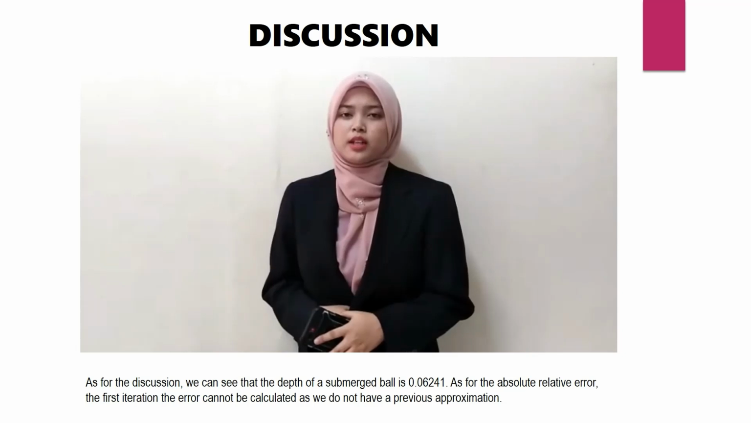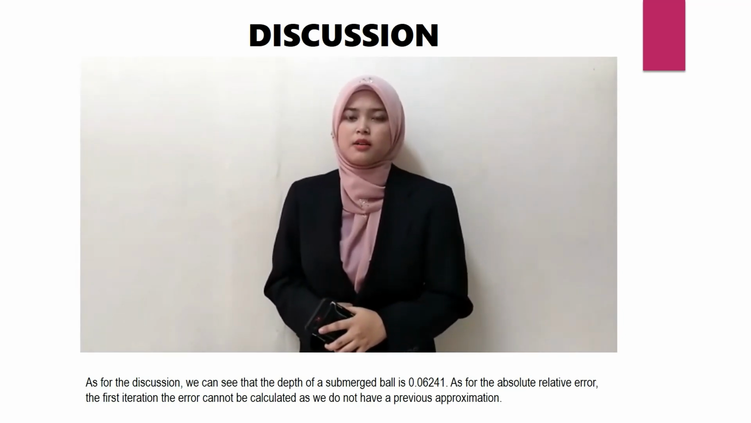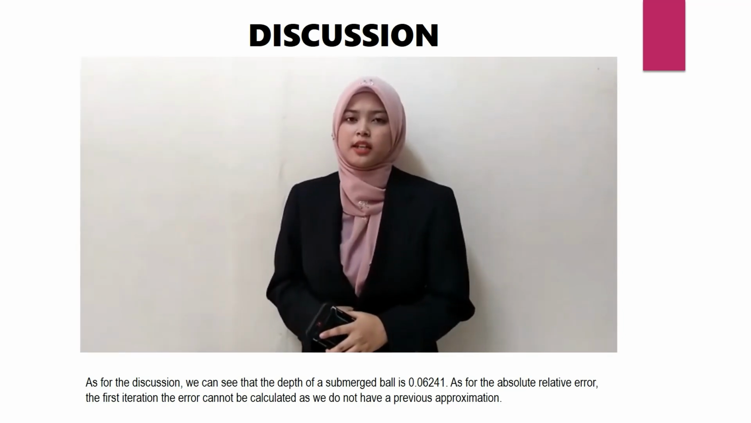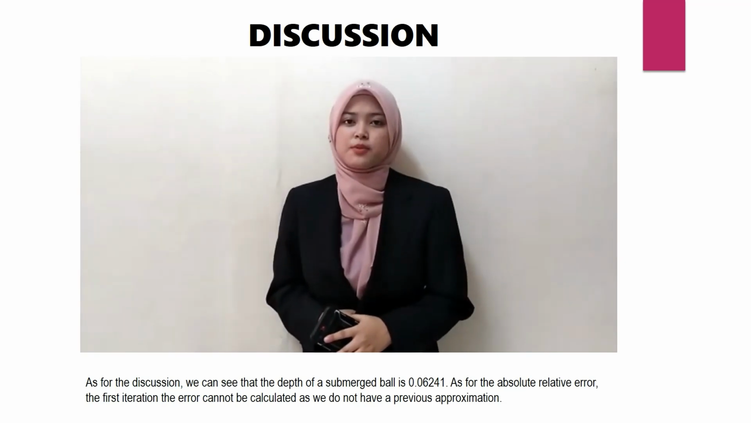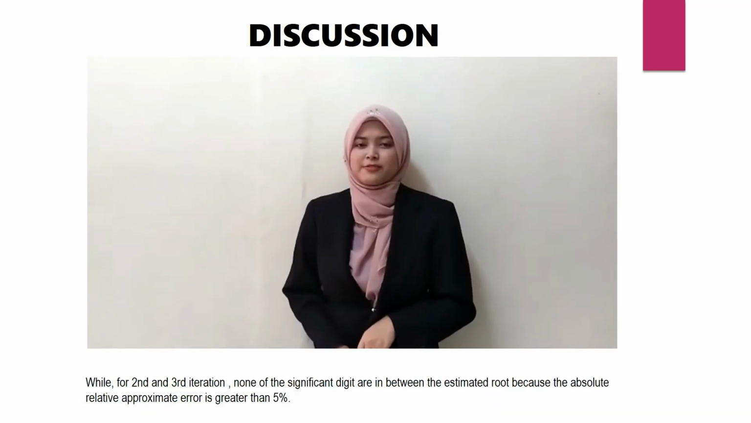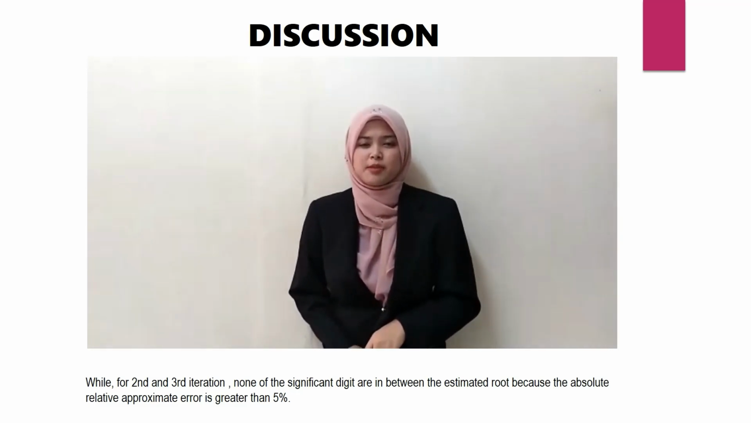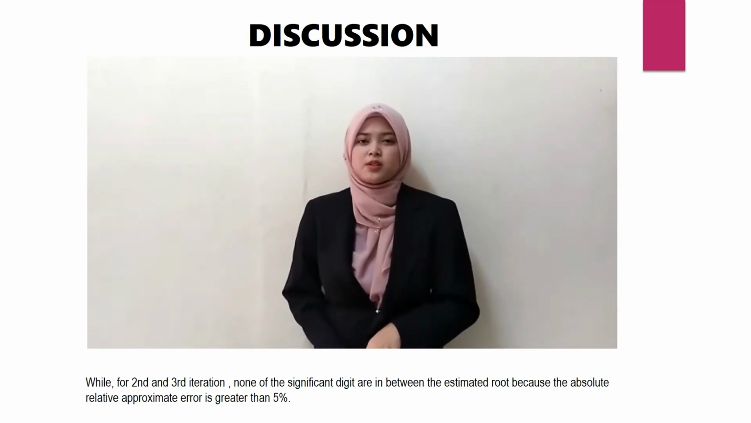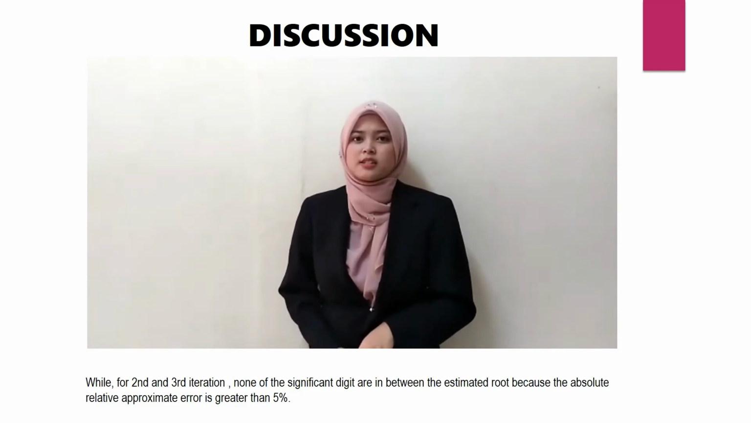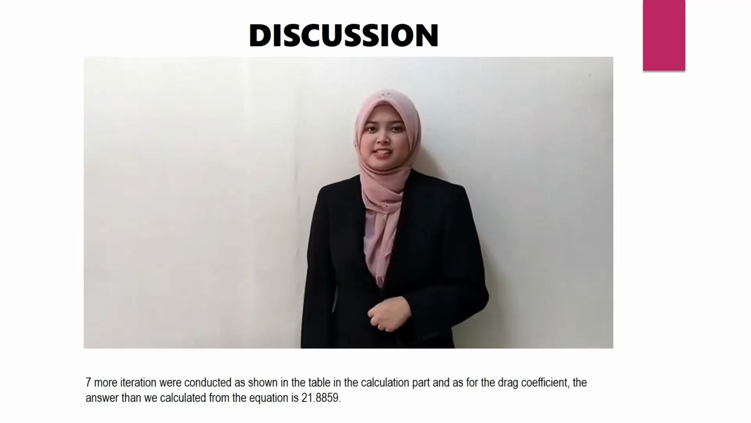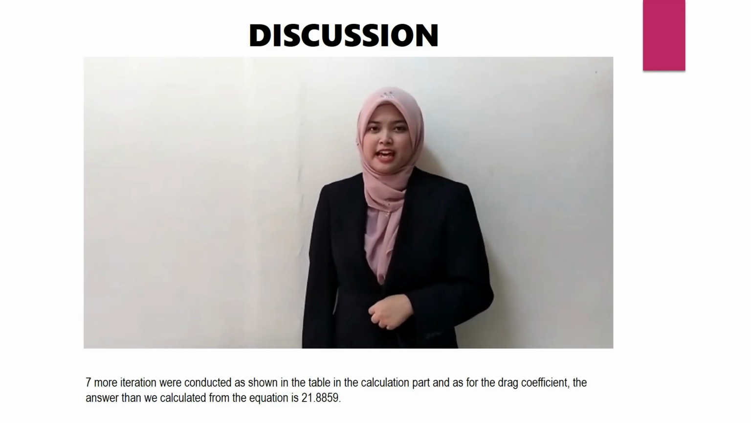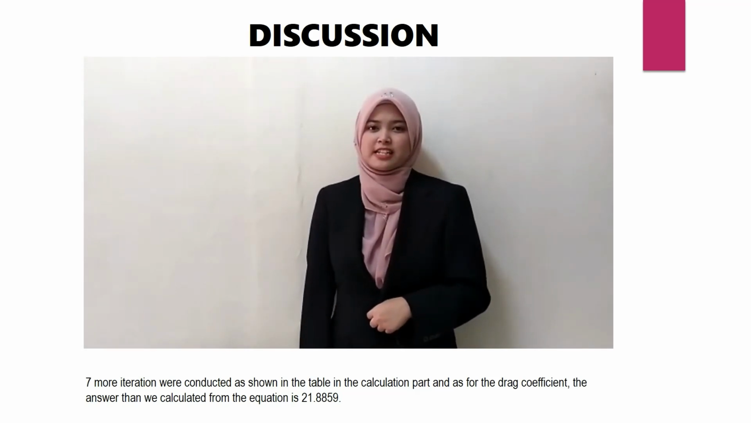As for the absolute relative approximate error, in the first iteration the error cannot be calculated as we do not have the previous approximation. While for the second and third iterations, none of the significant digits are correct in the estimated root because the absolute relative approximate error is greater than 5%. 7 more iterations were conducted as shown in the table in the calculation part, and as for the drag coefficient, the answer that we calculated from the equation is 21.8859.